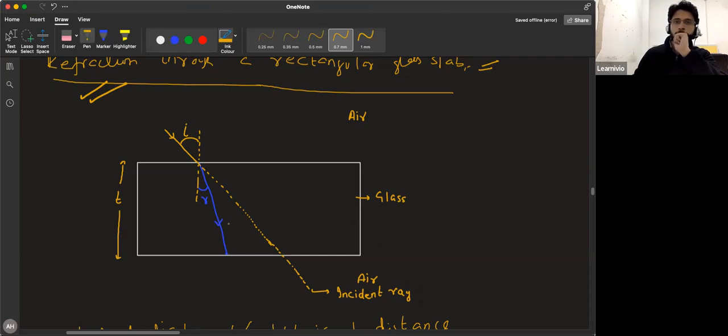Now, again, the ray is traveling from glass to air. Now it's traveling from denser to rarer medium. So when a ray travels from denser to rarer medium, it will bend away from the normal. It will go like this. This is the angle of emergence, and this is the angle of refraction again. See, if this is R, then this is also R.